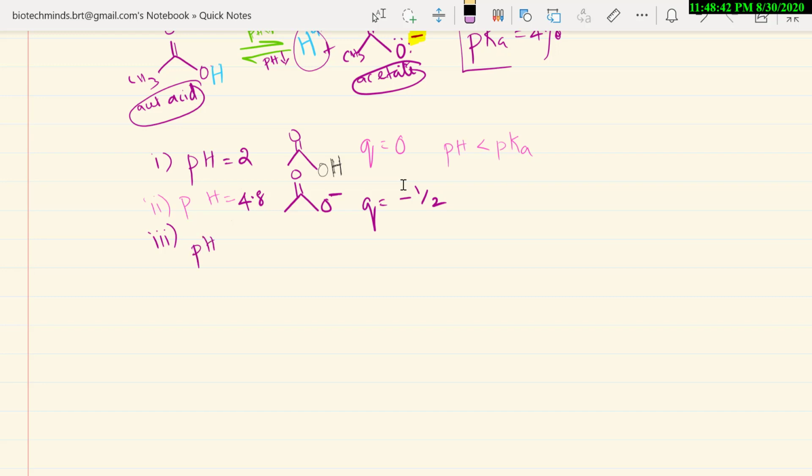Now we are going to see the most basic pH. First we have seen the acidic pH, second the pKa value, and third we are seeing the basic pH. Now what will happen? Here I have told you half of this would be in the acid form and half of this will be acetate.